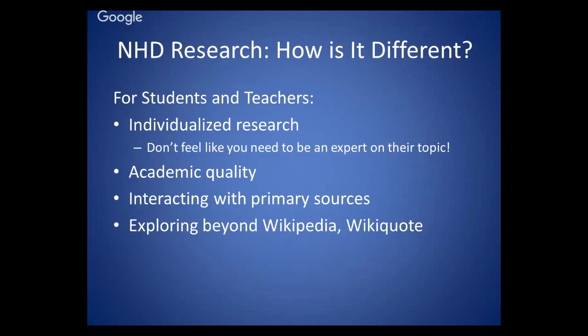The academic quality is often a struggle for students, where they might only know their textbook for academic quality until now. So challenging them to read at a higher level, or looking at academic quality in the way of, is there bias in this source? It's good for students to identify.